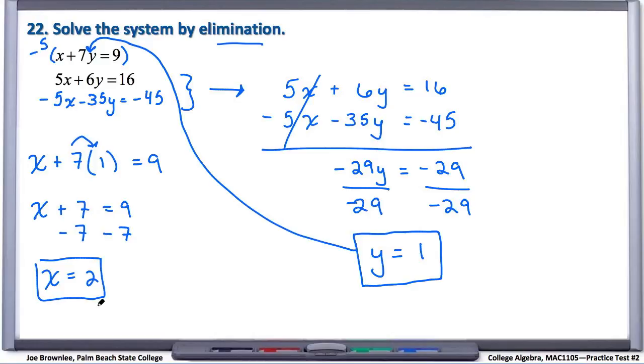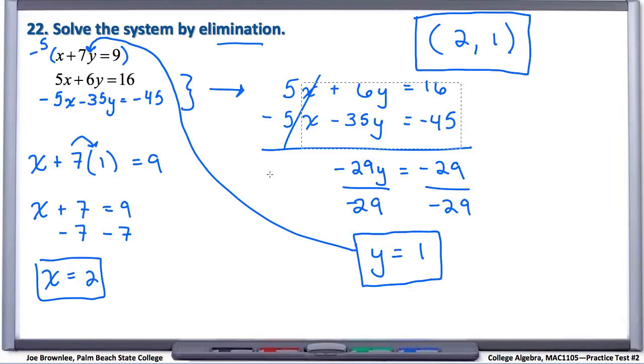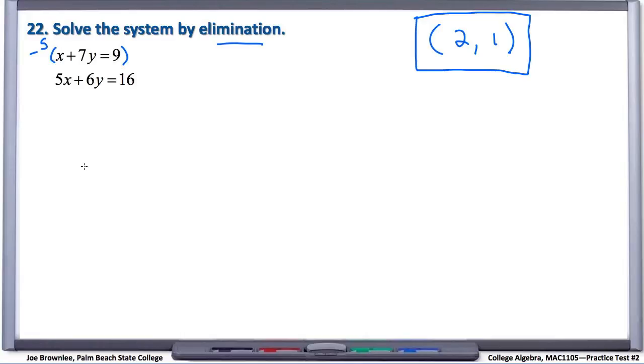So now we've solved for x, we've solved for y, so we have to write our solution as an ordered pair. So x comma y, or in this case 2 comma 1. This is what we're claiming is the solution to the system. But it's a really good idea to get into the habit of checking your solution. All right, so I'm going to get rid of all this work here, and we'll actually check to verify that 2 comma 1 is in fact the solution to this system.